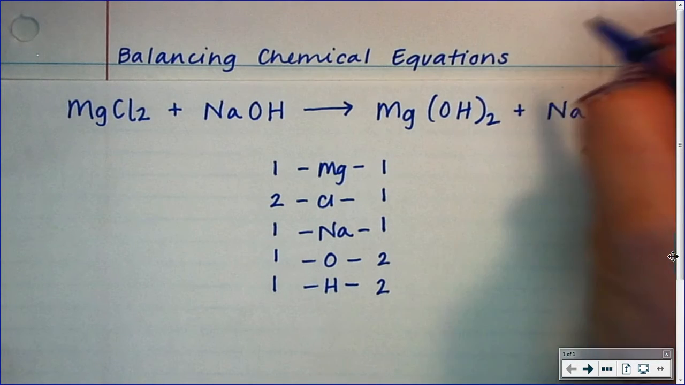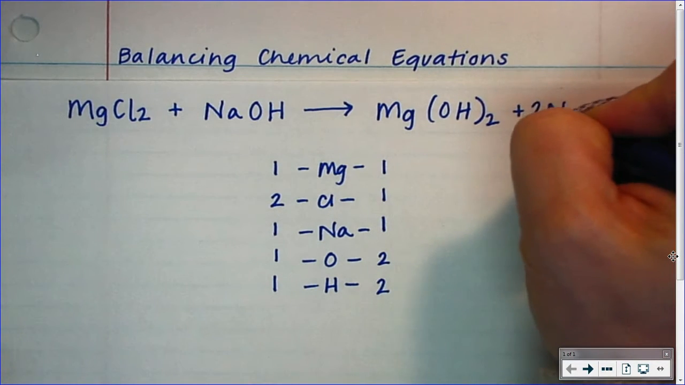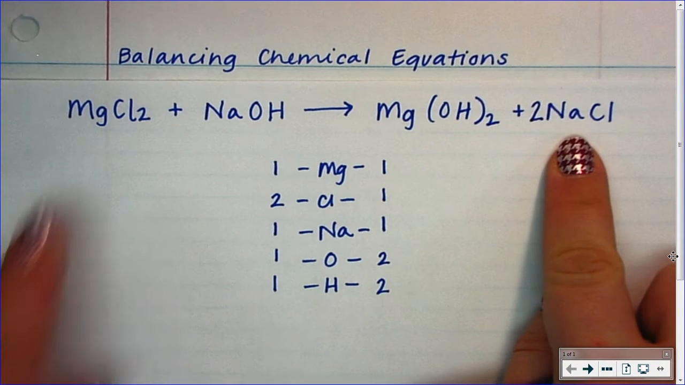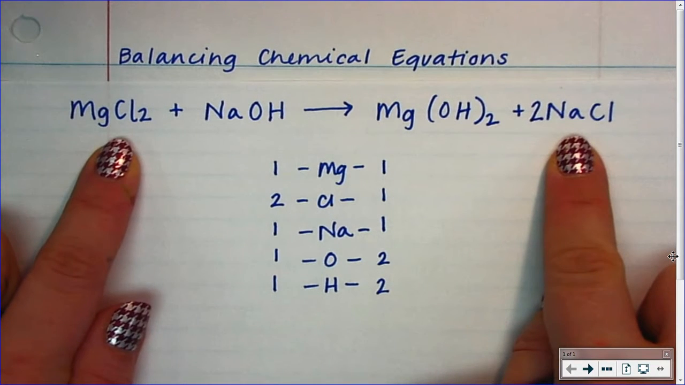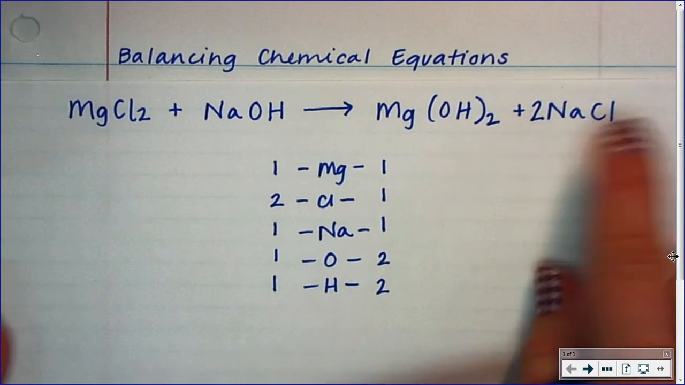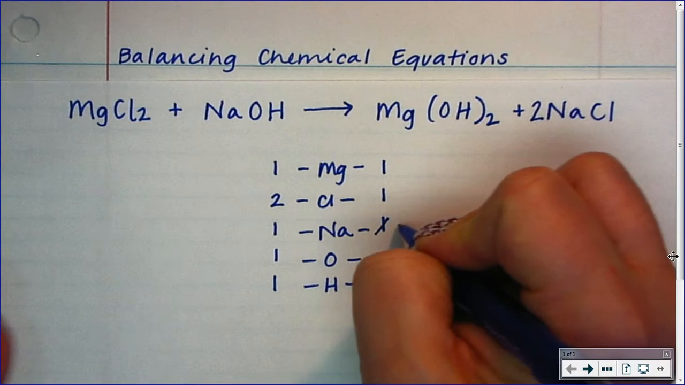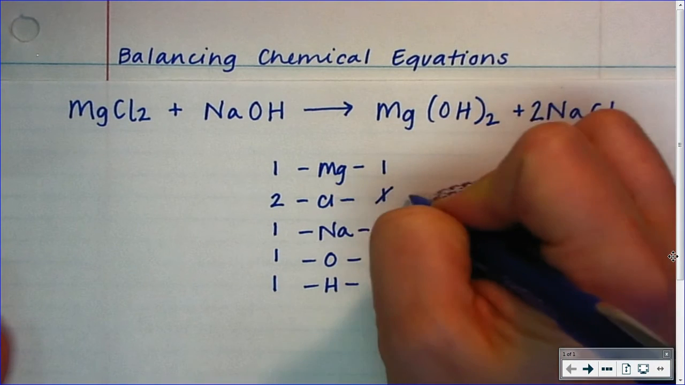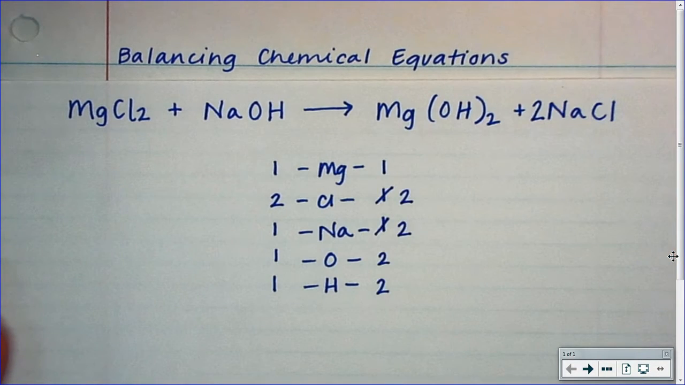And so to do this, I'm going to place a 2 in front of my NaCl so that my 2 over here is balanced. So let's fix for putting the 2 in front of the NaCl. I'm going to cross out my Na1 and put a 2, and cross out my 1 to get a 2 for there. And so now you see that I corrected for the NaCl having a 2 in front of it.